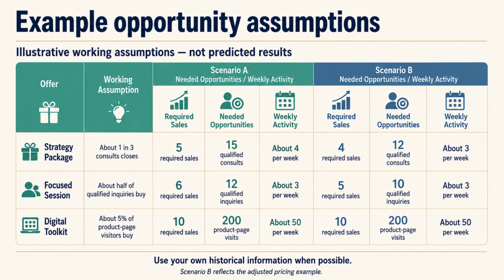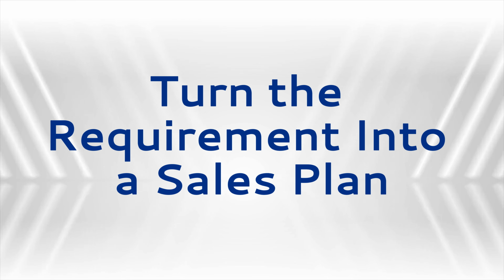Scenario B requires fewer sales, but that does not automatically make it more realistic. The market still has to support the higher prices. The owner still has to attract the right buyers. The delivery expectations still have to fit the business. Now we can begin turning the requirement into an actual sales plan.